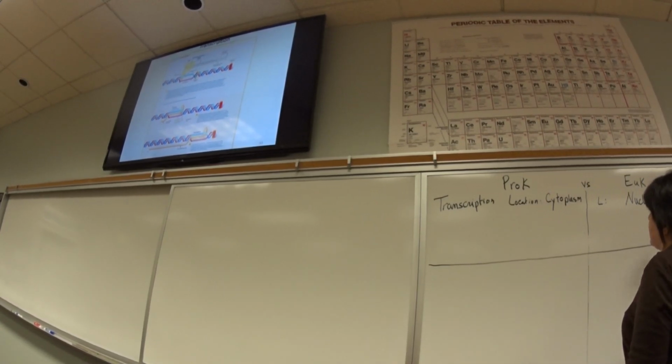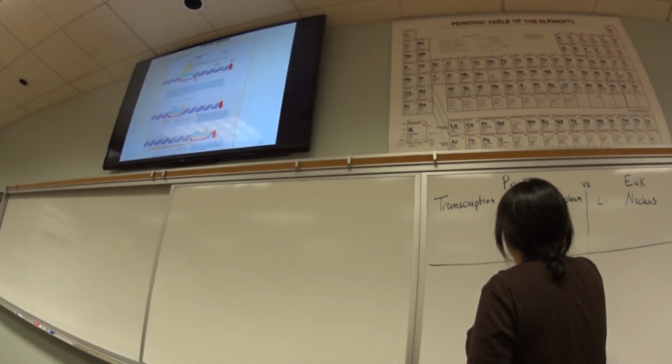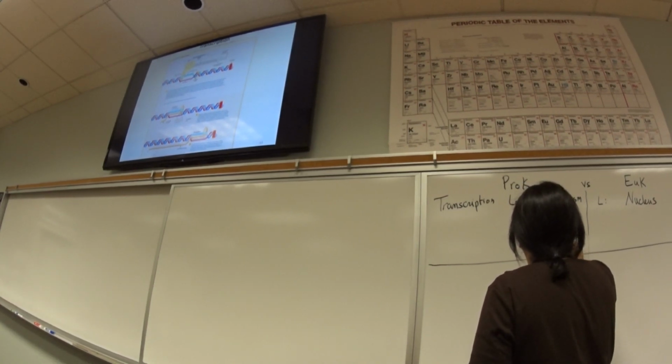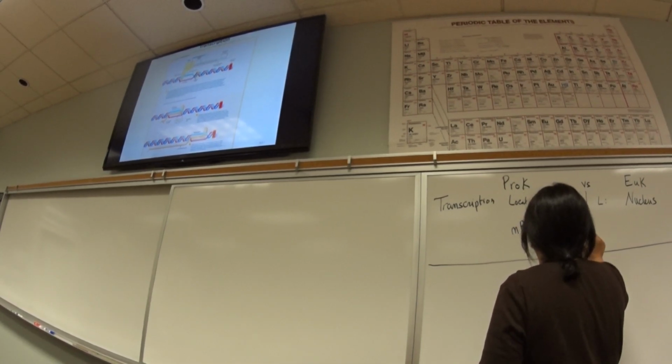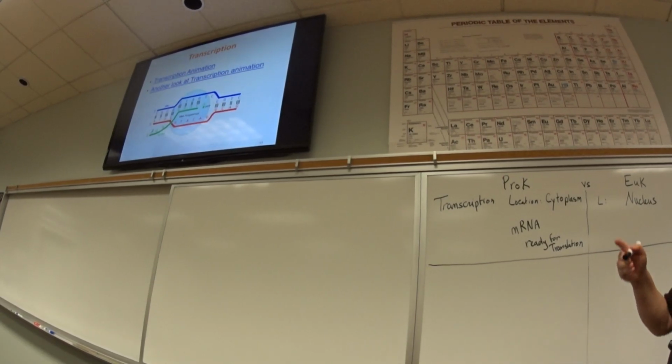During the process of transcription, the mRNA is made. In a prokaryote, this mRNA is ready for translation. For us, it is not. It needs to be processed further. That again is because our system is much more complex. So again, that's the process of transcription. Remember, I have two different animations. Whatever works for you, use that one.